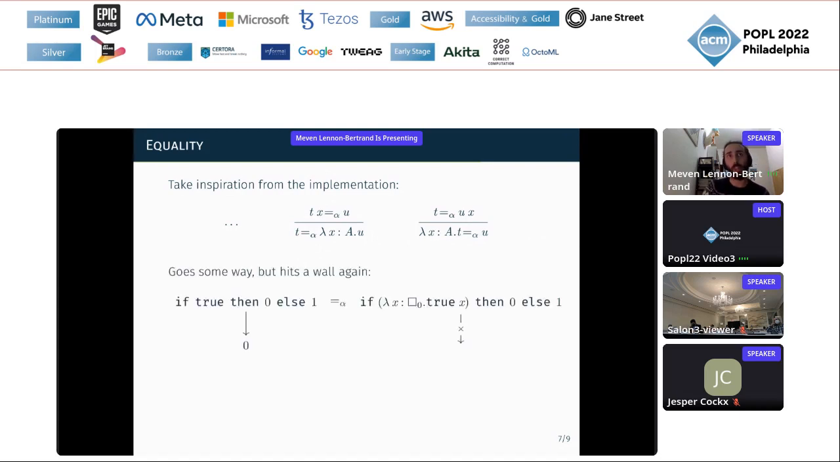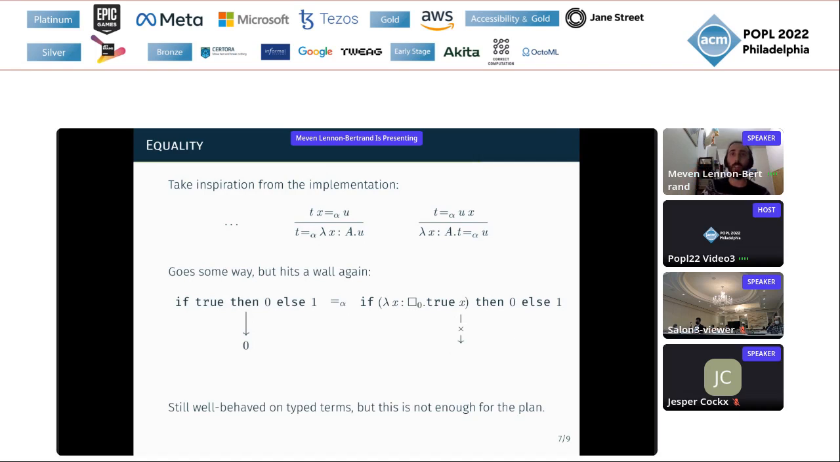But again, you hit a wall, and this time the wall is the simulation property. So if you have this nice iota redex, you match on true, and of course this reduces to 0. But now you can eta expand true, and you get something that does not reduce anymore. So here the issue is seemingly only on ill-typed terms. But remember that we want our properties to hold on all terms, because we want the properties of reduction to not be linked to typing.